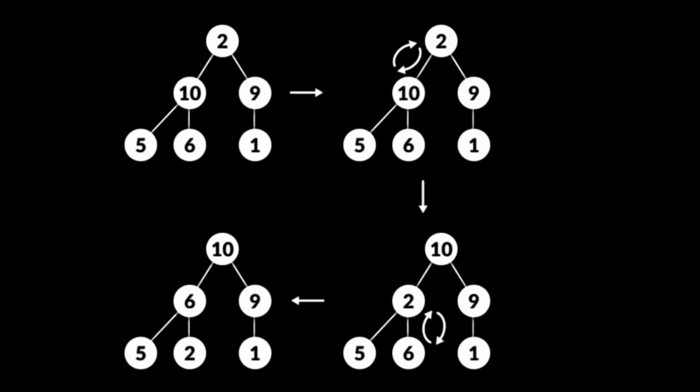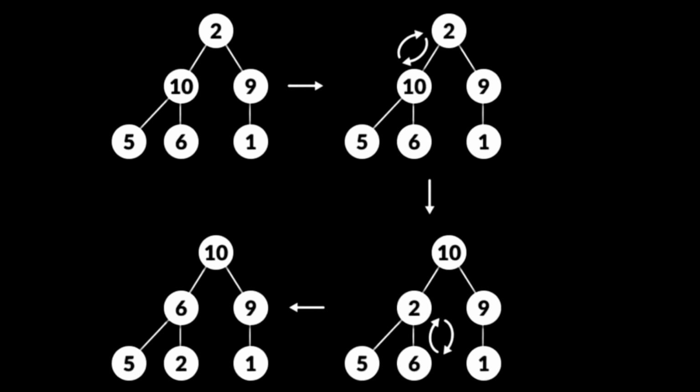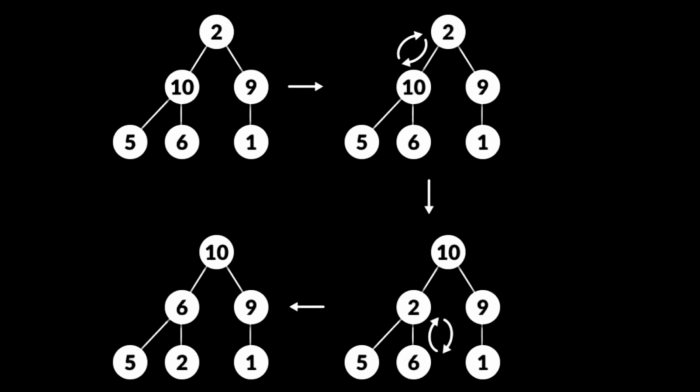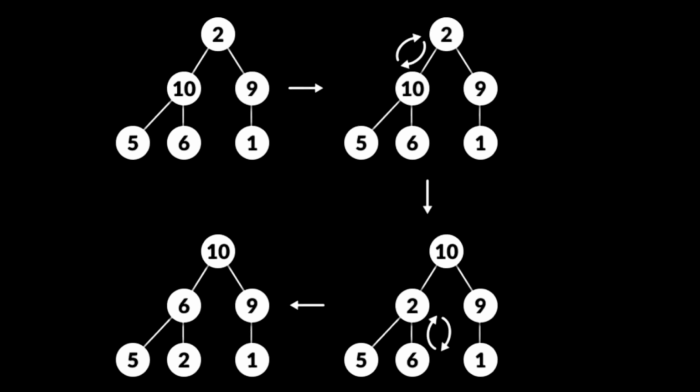To understand the Heapify function better, let's take one more example. In step 1, we can see that 2 is smaller than both 10 and 9. But it's a max heap, so we swapped 10 with 2. Then again in step 3 we can see that 2 is smaller than 6 and 5. So again we have to swap it.